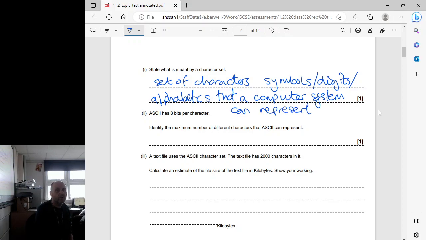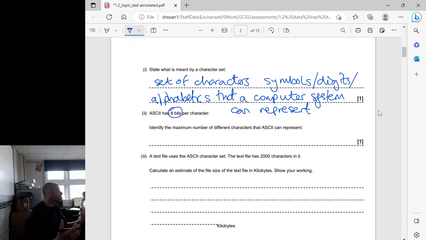Right, the next question. I gave quite a few people benefit of the doubt, because let me just read part of the question. It says, identify the maximum number of different characters that ASCII can represent. If I don't read the rest of the question, the answer is 128, because ASCII is a 7-bit code. But the question specifically says, and the exam would have changed this, that ASCII is 8 bits. So this is our standard.